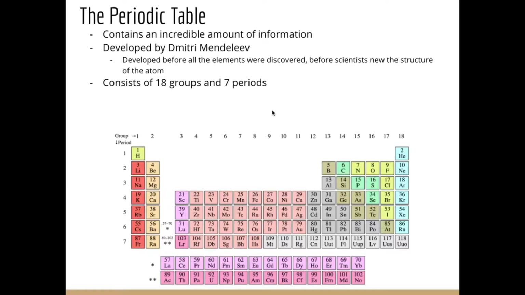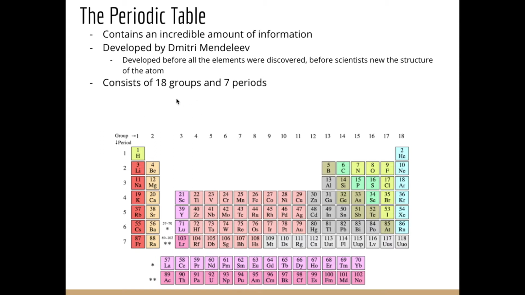But he even discovered it before scientists knew what the structure of the atom was. So nothing short to say that this fella was a genius. Unfortunately, we don't have the time to go into him right now, but I very much recommend that you go and do a little bit of research, watch some videos, because he had quite a fascinating life.